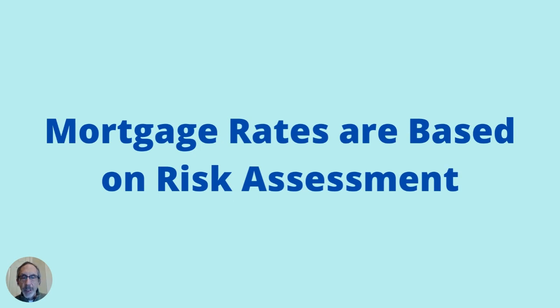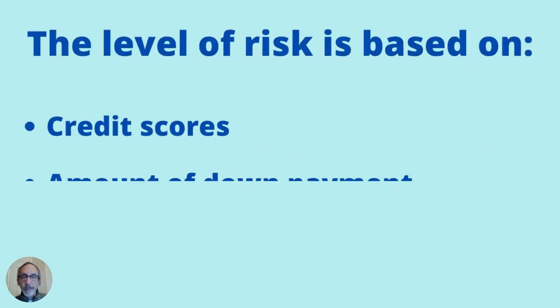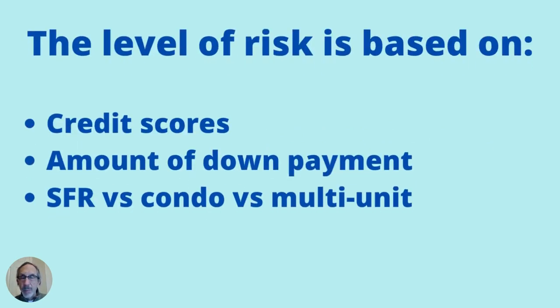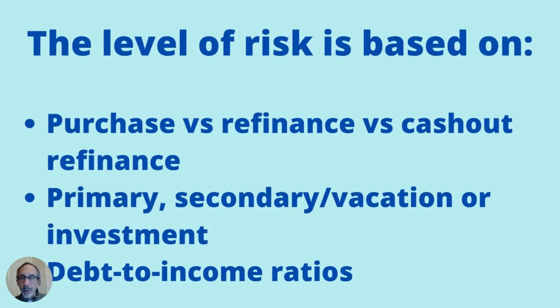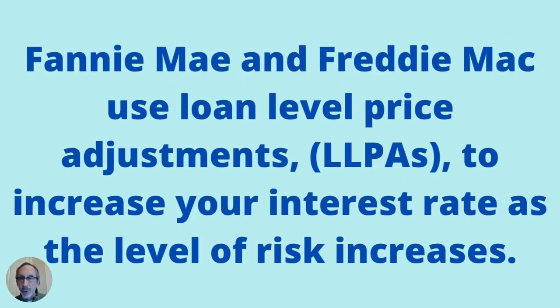So mortgage rates are based on risk assessment. Remember that somebody's writing a check on a house that they don't own, technically. You own it. The level of risk is based on credit scores, the amount of the down payment, whether it's a single family residence, a condominium, a multi-unit, 2 to 4 unit, whether it's a purchase versus a refinance versus a cash out refinance, whether it's a primary, a secondary, or a vacation home or investment property, and then based on your debt to income ratios. Now, this is just for conventional mortgages.